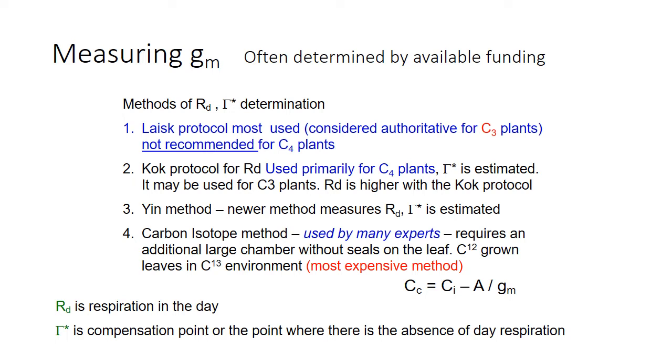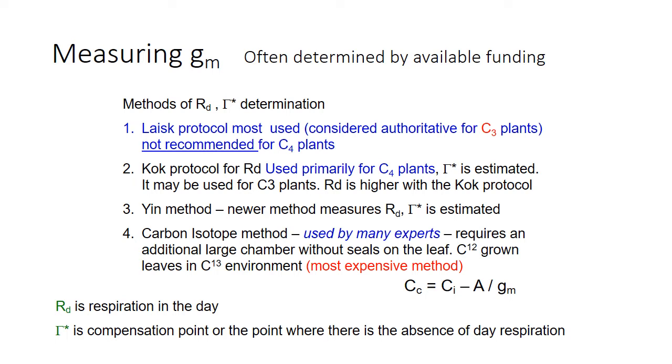The Koch protocol for RD is very commonly used for C4 plants. Gamma star is estimated and not measured. RD is measured. It may be used for C3 plants. RD is higher with the Koch protocol. The Yin method is a newer method that measures RD, and gamma star is also estimated. Those three protocols are available on the iFL.